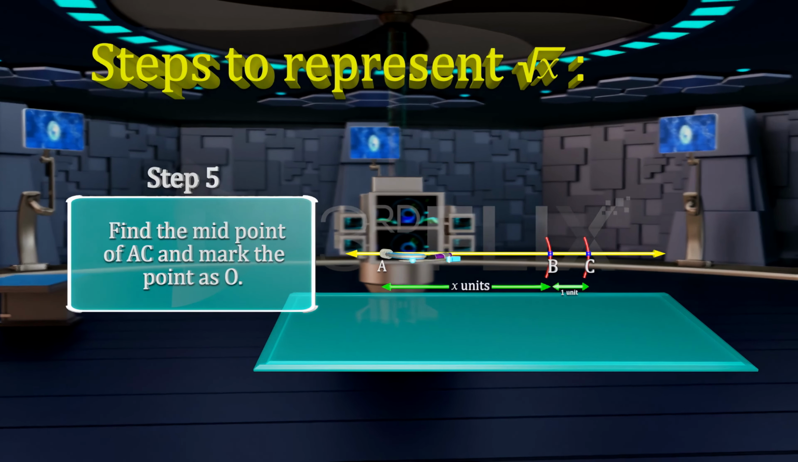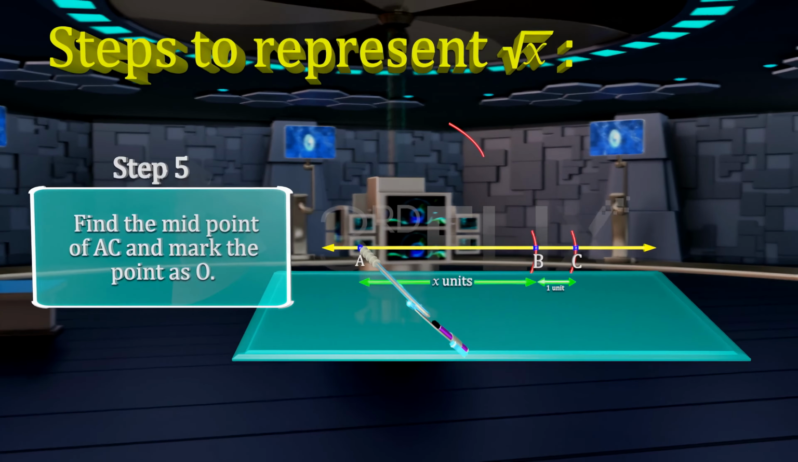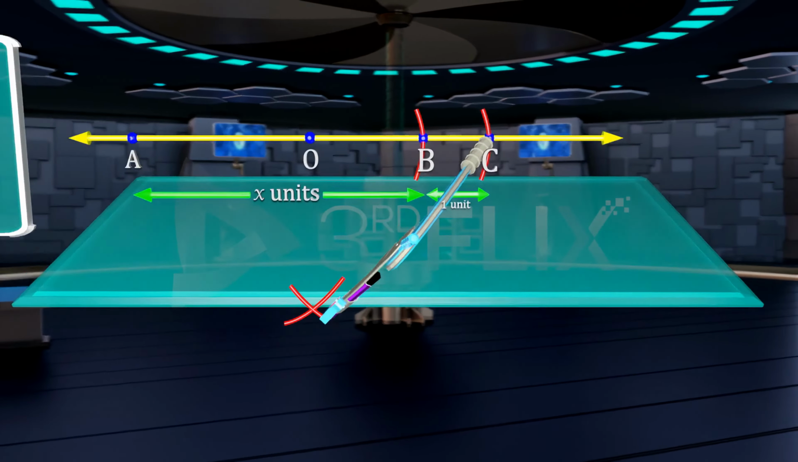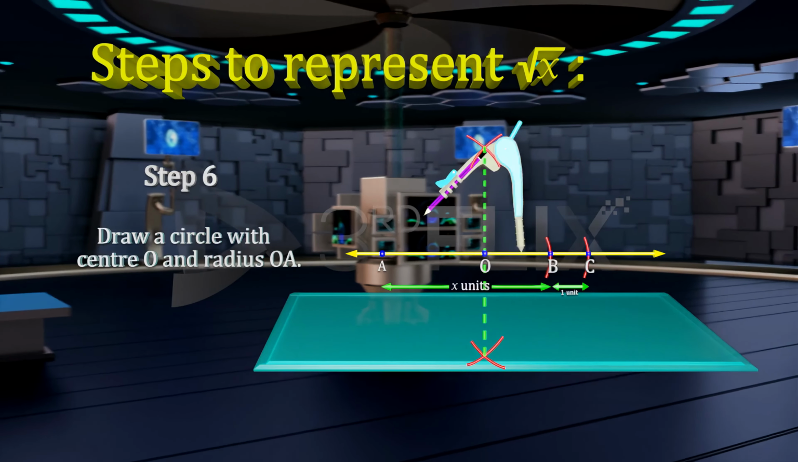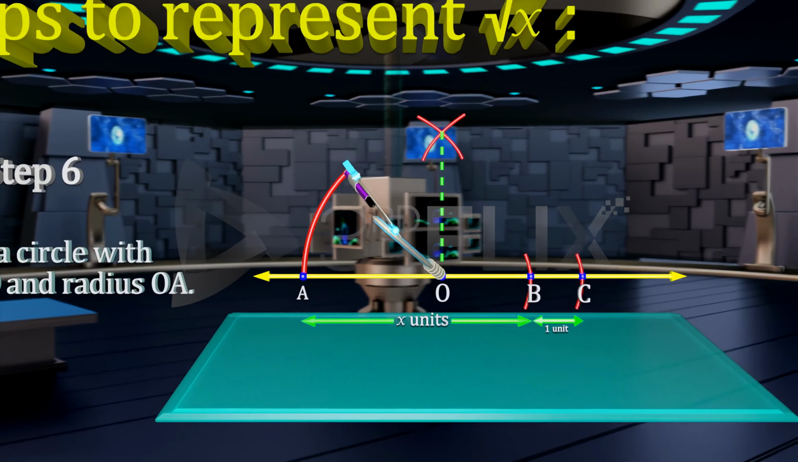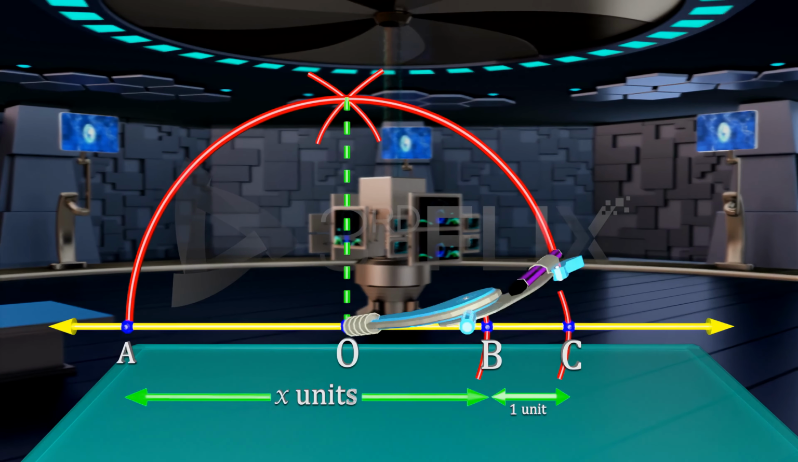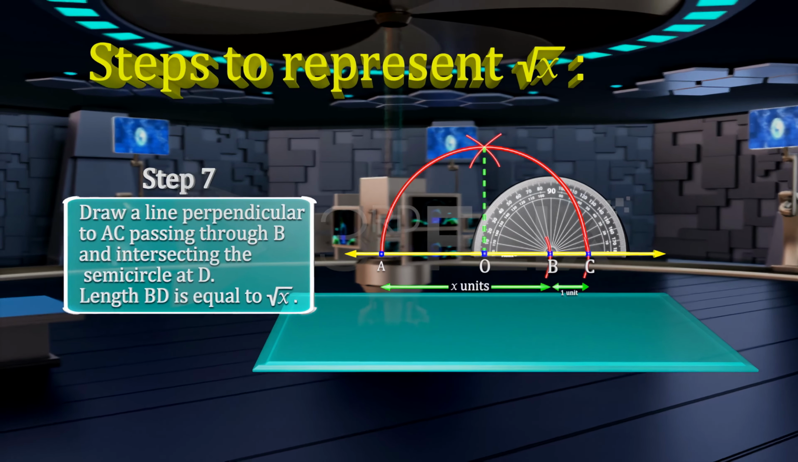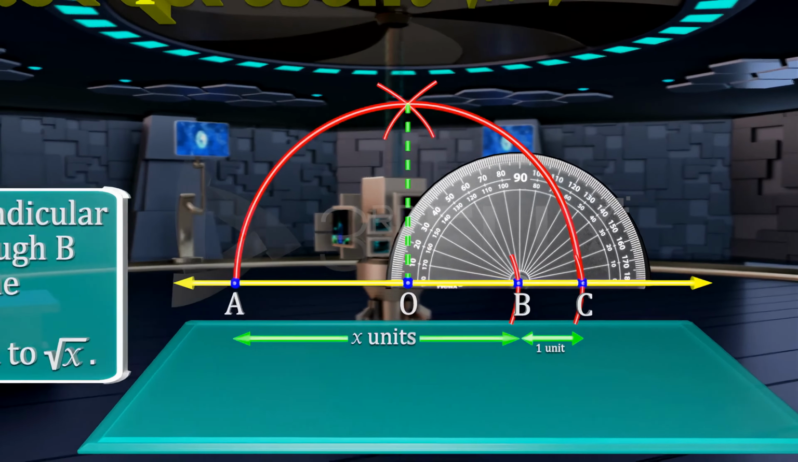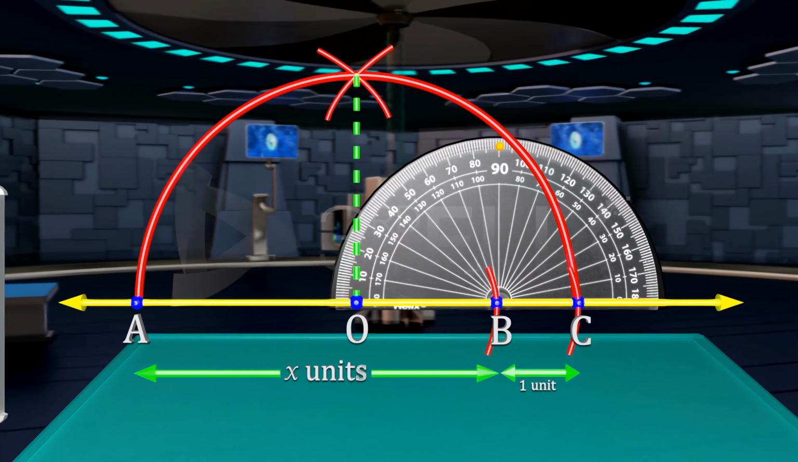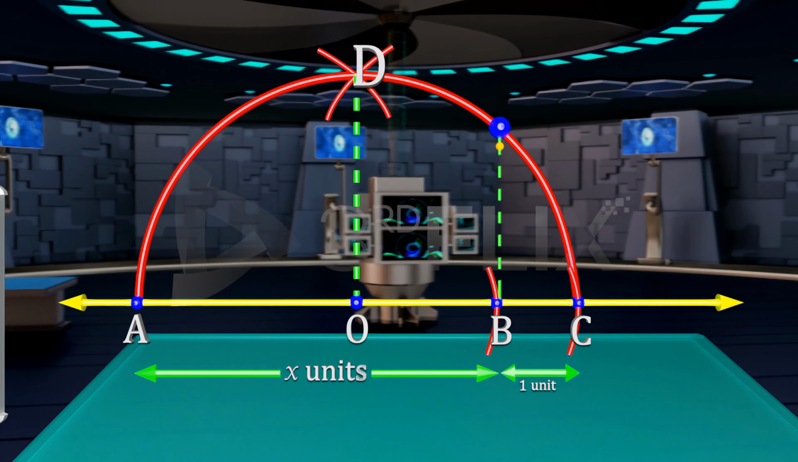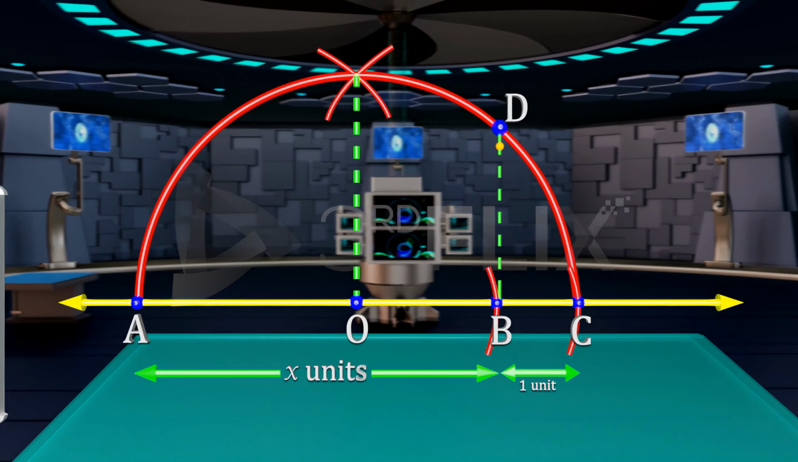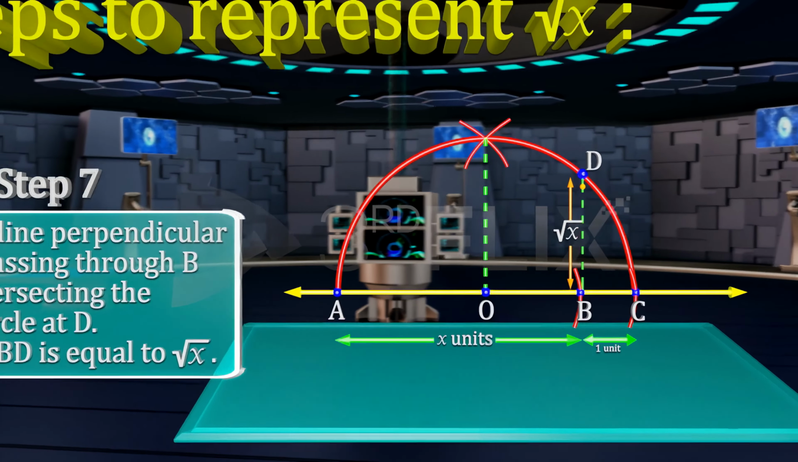5. Find the midpoint of AC and mark the point as O. 6. Draw a circle with center O and radius OA. 7. Draw a line perpendicular to AC passing through B and intersecting the semicircle at D. Length BD is equal to root x.